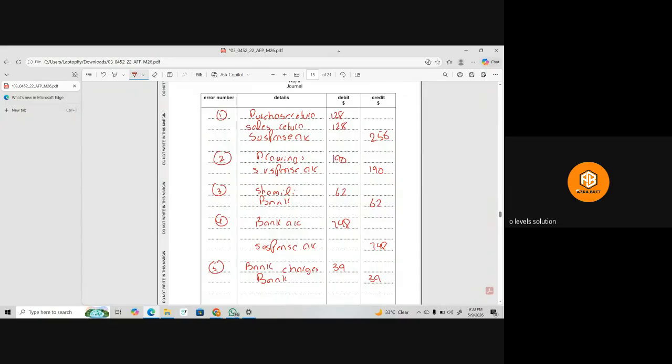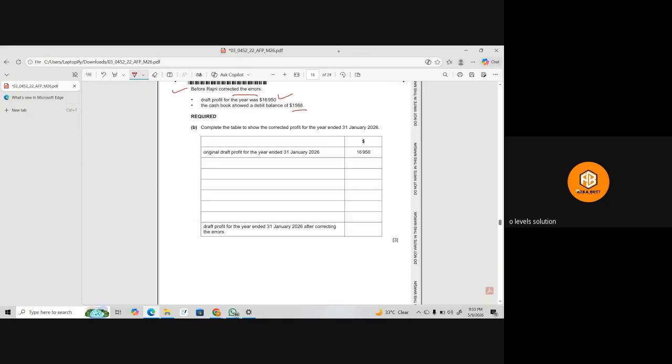So it means this will definitely decrease the profit, because when we write the sale return, it will decrease the net sales. Definitely it will have a negative impact on the gross profit, because gross profit will decrease, and then it will affect the profit as well. That's why we simply deduct this 128 from here.